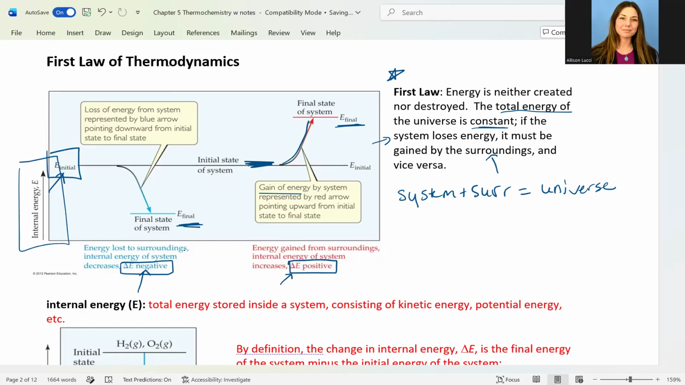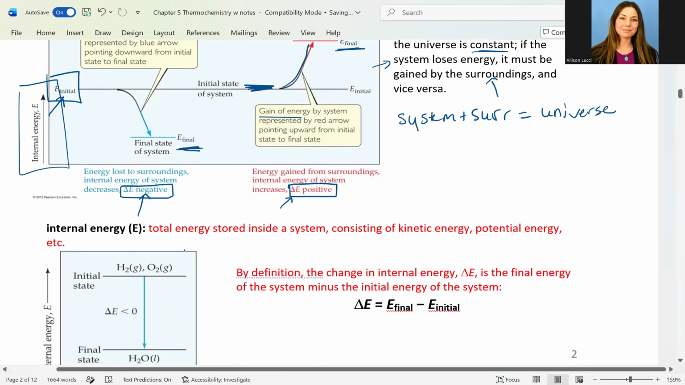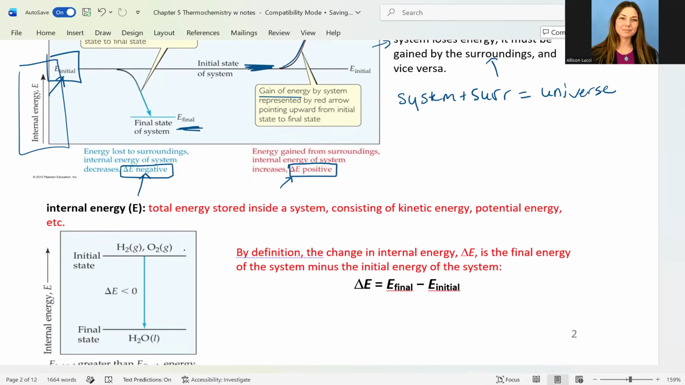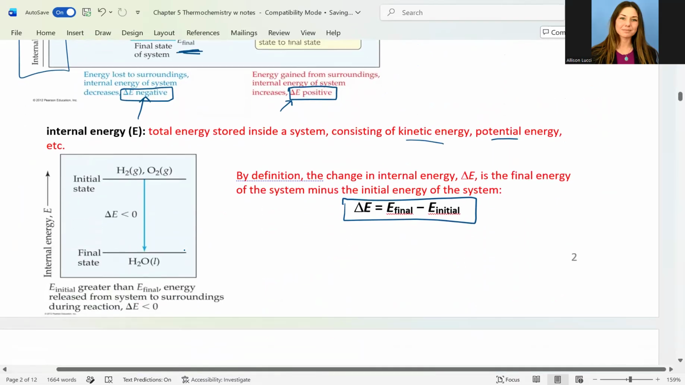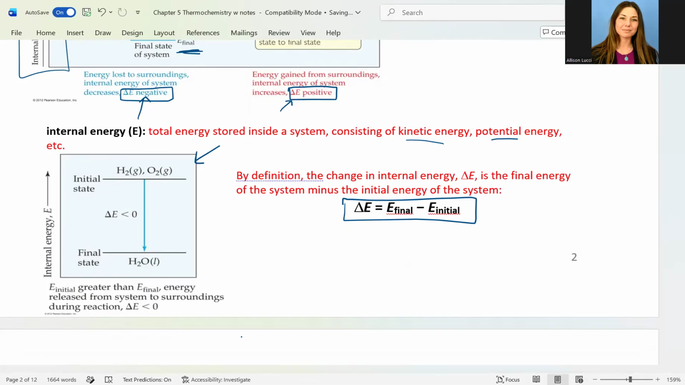So the internal energy that's referenced here, this is the total energy stored inside of a system. This consists of the kinetic energy, the potential energy, all the types of energy. And by definition, the change in internal energy is going to be given by this equation here, the final minus the initial. We can look at this in a graphic over here that we have H2 gas and O2 gas.